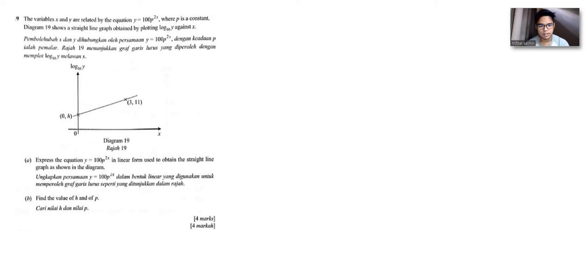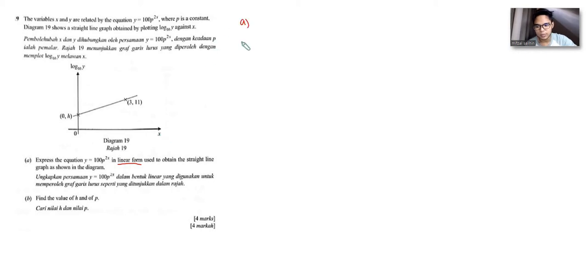So here we have a linear law question, and the first question requires us to reduce y = 100p^(2x) to linear form to obtain a straight line. We have a graph over here, and the graph is log10 y against x. So this is used as our hint. We need to reduce the equation until our new y is log10 y and our new x is x. Here is how we are going to do it.